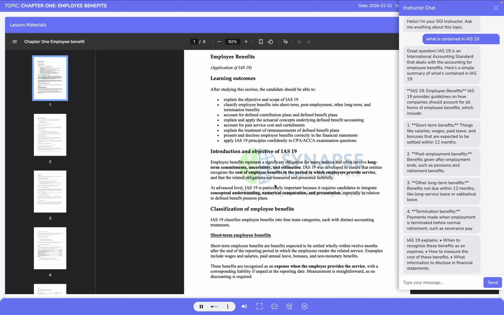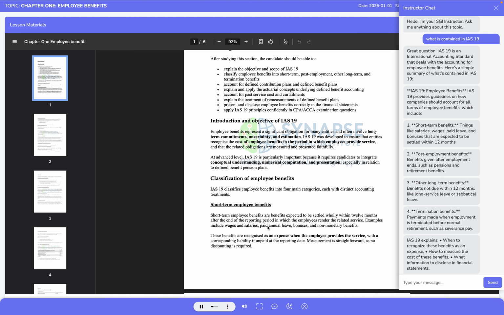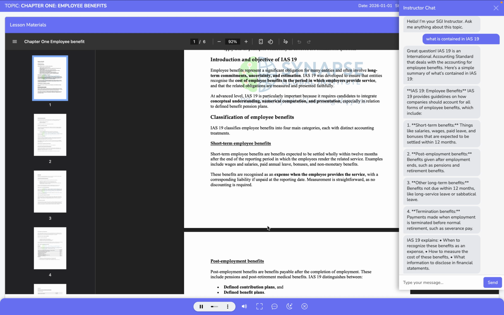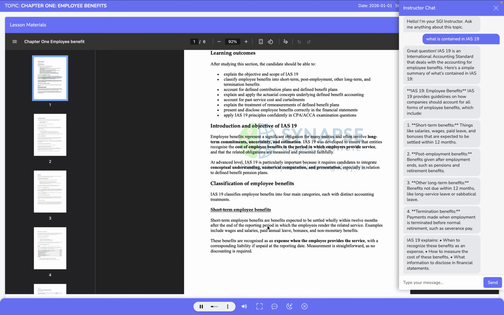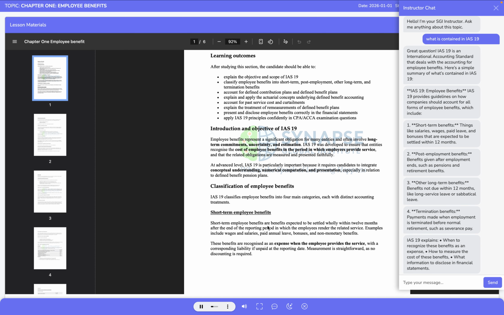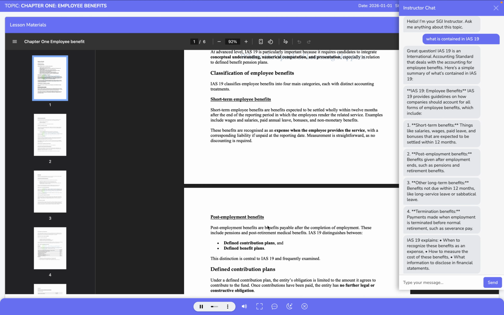The first category is short-term employee benefits, which are benefits expected to be settled wholly within 12 months after the end of the reporting period in which the employee provides the service. Examples include wages and salaries, paid annual leave, bonuses, and non-monetary benefits such as medical cover. These benefits are recognized as an expense as the service is rendered, with a corresponding liability if unpaid at the reporting date. Measurement is straightforward and does not involve discounting because the settlement period is short.